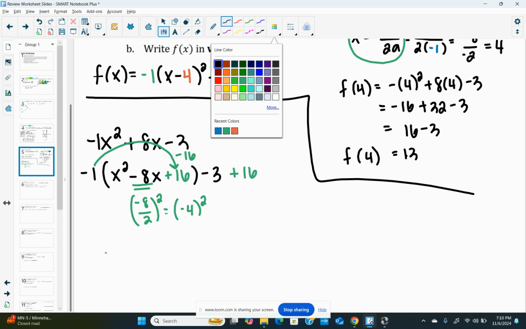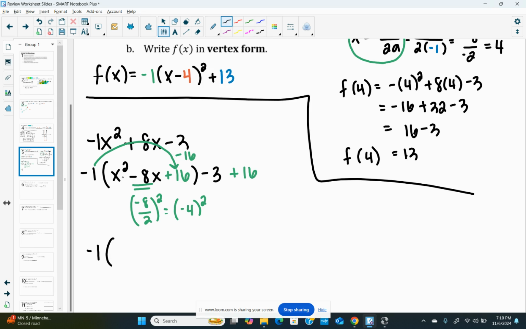Then you're going to factor it. So this inner part right here, let me highlight it, factors to x minus 4 squared, because that would give us -4x and -4x for the middle term, and -4 times -4 for the end term. And then these combine to 13.